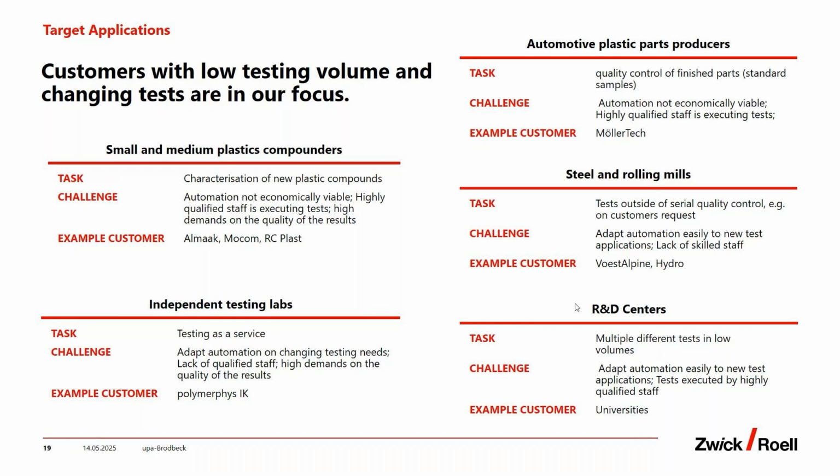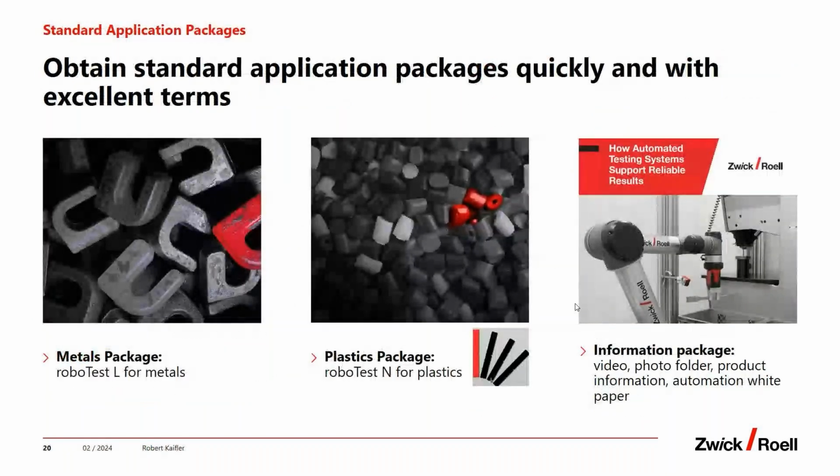That was Alex. We're going to have more standard packages. I will just show you an overview regarding metals. It is the roboTest L system. It is the workhorse if you want to do really hardcore production testing on sheet metal. And we have the plastics package where you're going to do bending, flexure, or tensile tests on PP material. How does it look?